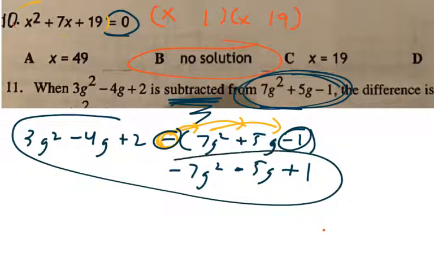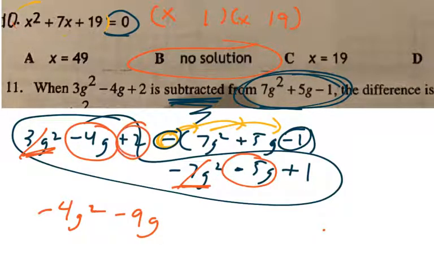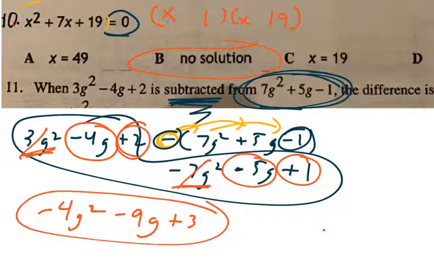Now I just need to put all of this together, like terms. So 3 minus 7 is negative 4g squared. G-squareds are done. Minus 4 minus 5 is minus 9g. And 2 plus 1 is 3. Pause the video if you need to.